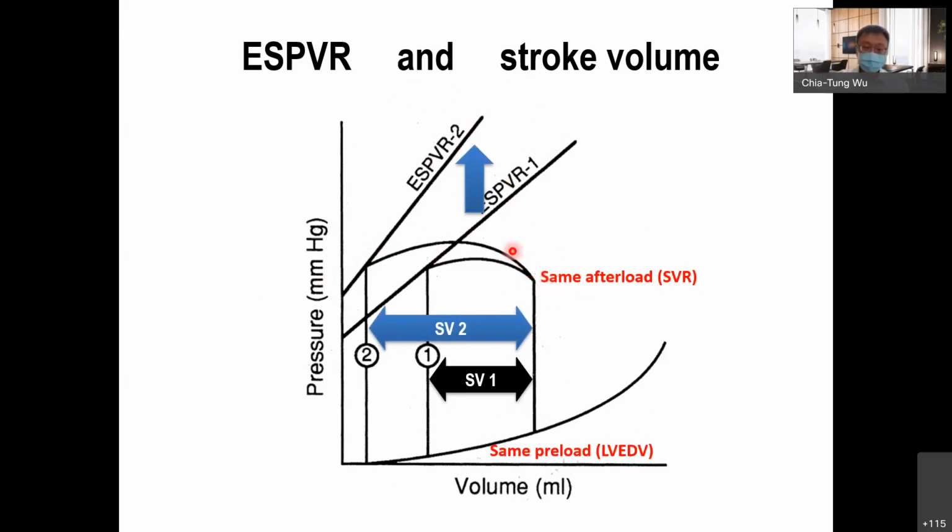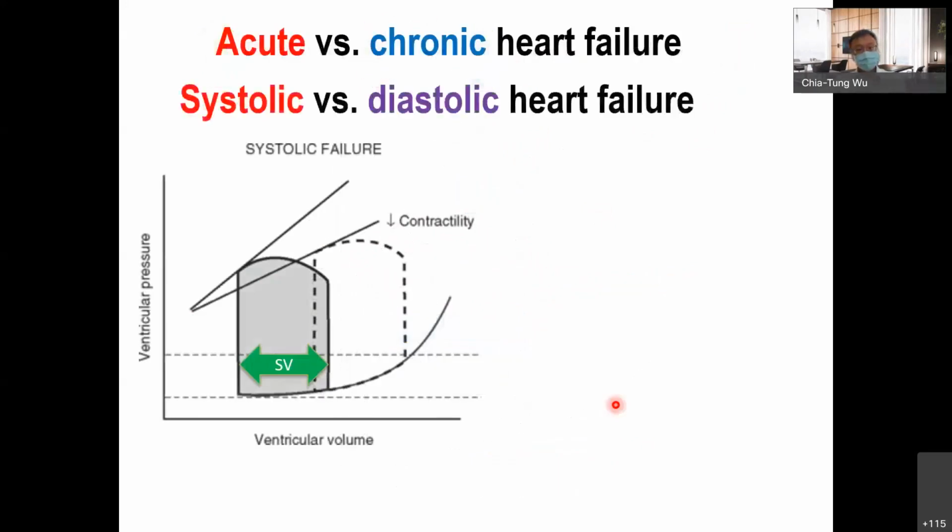So the aortic valve closes at this point, so we have more stroke volume. So ESPVR can represent the contractility. If the ESPVR slope increases, stroke volume increases. On the other hand, if the ESPVR slope decreases, the stroke volume decreases. So for heart failure, our ESPVR decreases, the contractility decreases.